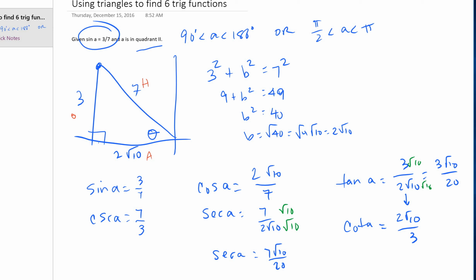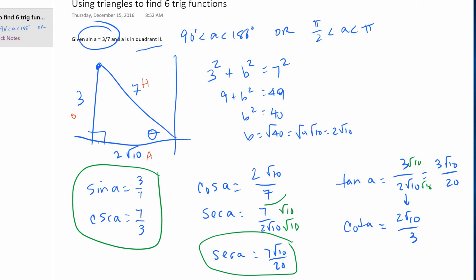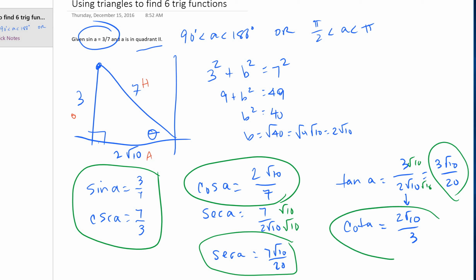So now I know all 4 of my answers. I have these 2, which are a matching pair. I have this one and this one. I have this one and this one. Hopefully this helps.